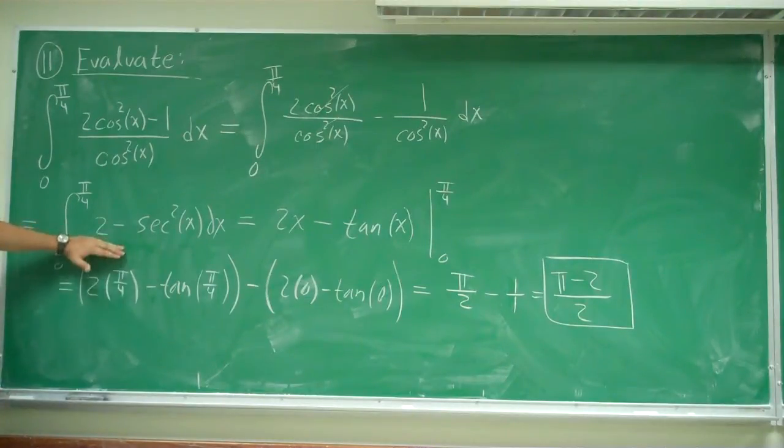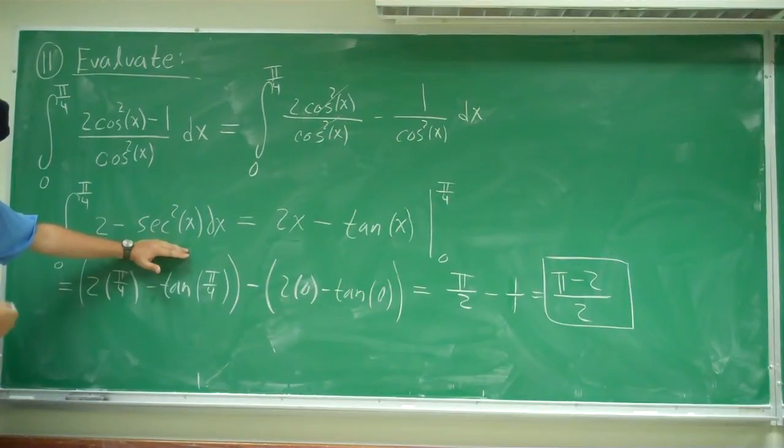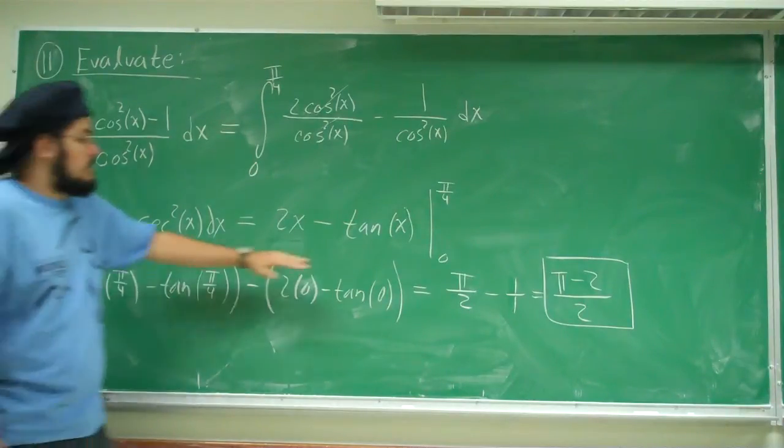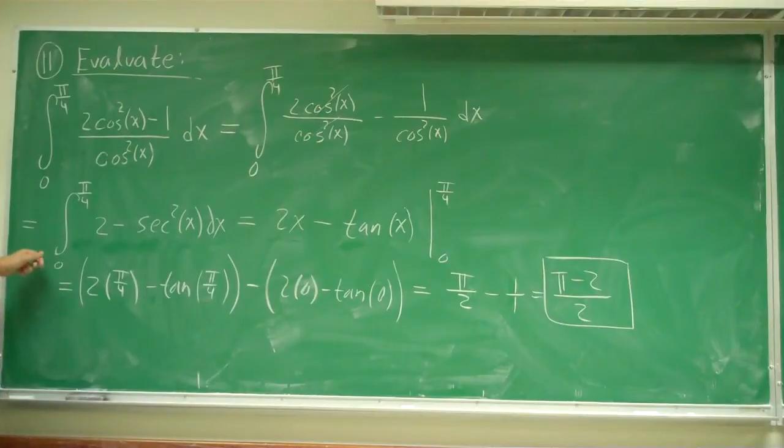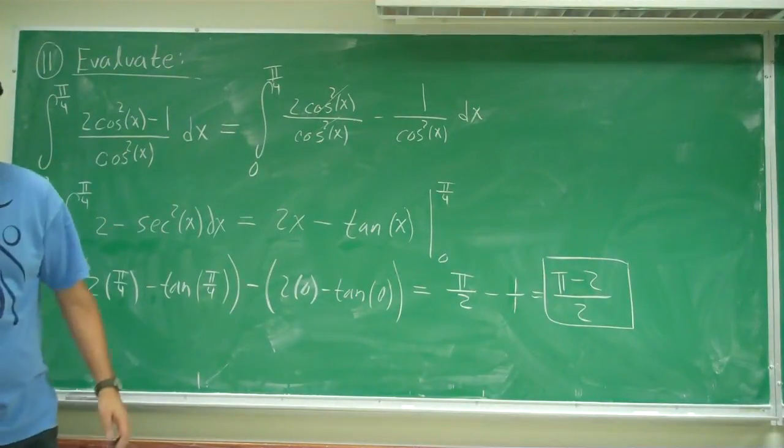So find a function that, when you take the derivative, you get 2. That function is 2x. And then find a function that when you take the derivative of that function, you get secant squared. That function is tangent of x. And then you evaluate it from 0 to pi over 4. So plug in pi over 4 first, and then plug in 0, and that's what you get. Okay?